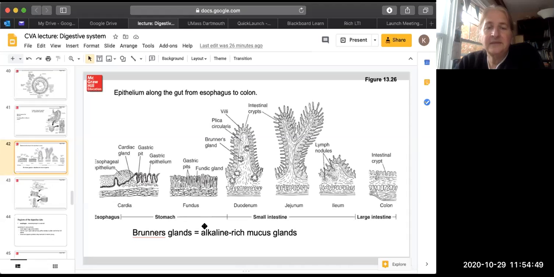Brunner's gland releases mucus to change the pH, right? And then this is where you get these villi and microvilli. This is the area where most of the digestion and absorption of materials is happening, in the small intestine. As you get farther back, this is where the water absorption is happening, and the villi are much less there. So you can see it's very regionalized, with different functions in different places.